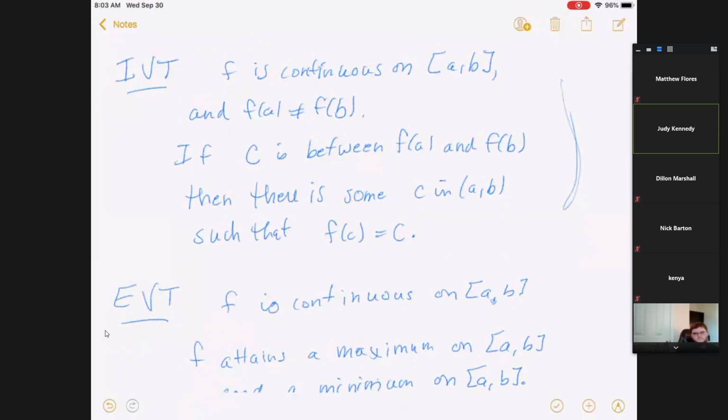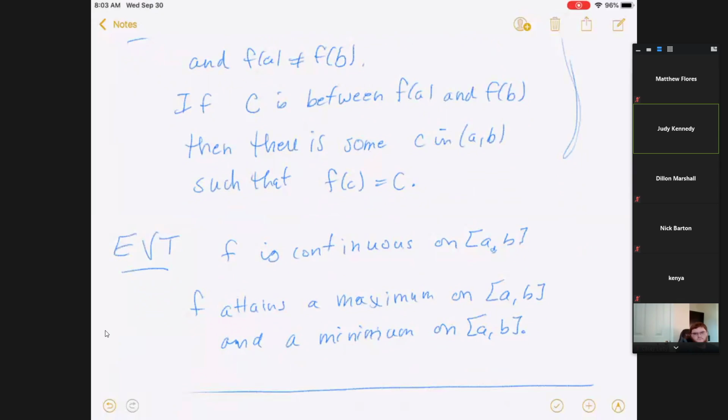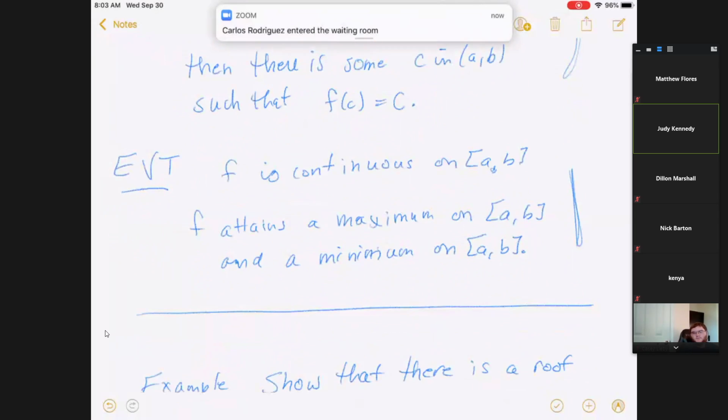And then the extreme value theorem says that, again, if you have a continuous function defined on a closed interval [a, b], then f has got to reach a highest point in that interval and a lowest point. We'll talk more about this shortly. But let's do an example.